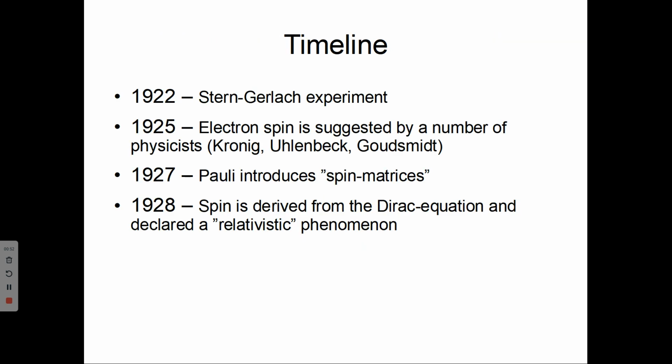So we can show a little bit of timeline again. In 1922, we have the Stern-Gerlach experiment, which I will talk about in a moment. In 1925, the idea that the electron has some kind of intrinsic spin is suggested by a number of physicists. Then this idea seems to be hijacked by theoreticians, notably Pauli, who was in the beginning against the concept, but then apparently changed his mind. And then Dirac gets his hand on this concept too, and then derives spin from his equation and declares it a relativistic phenomenon, of course.